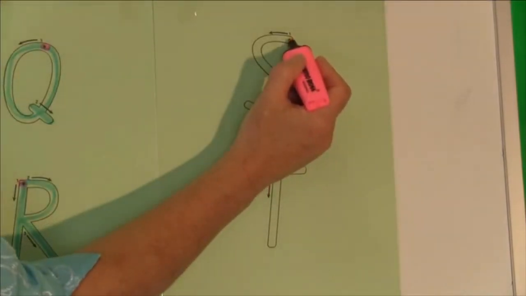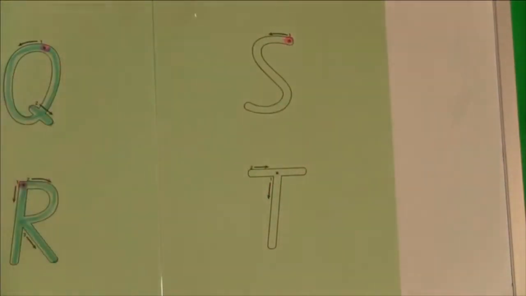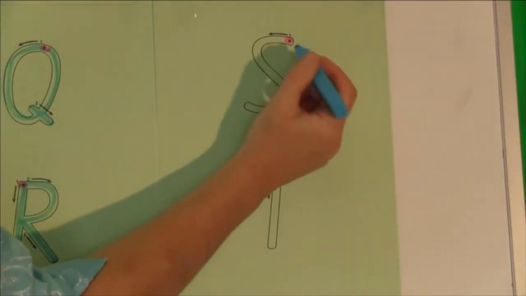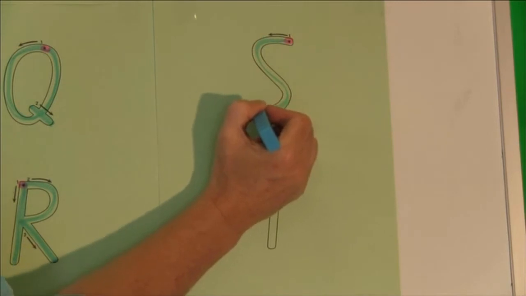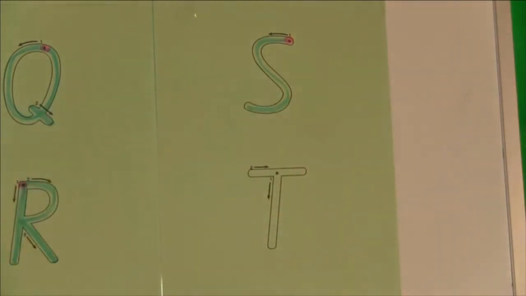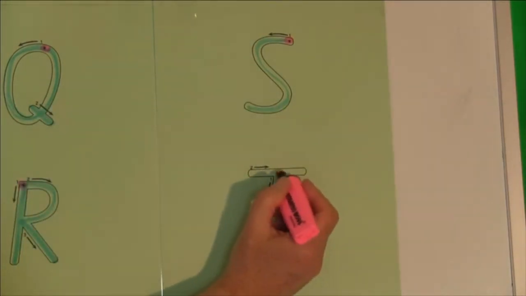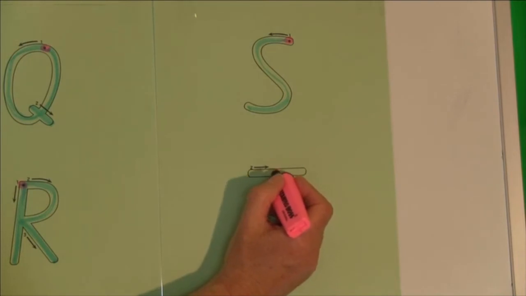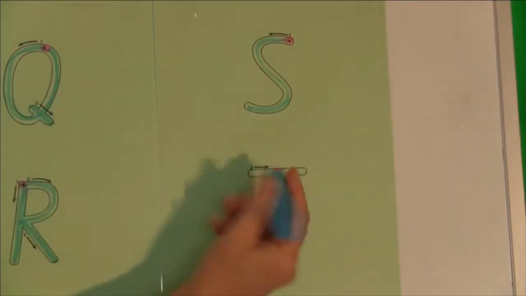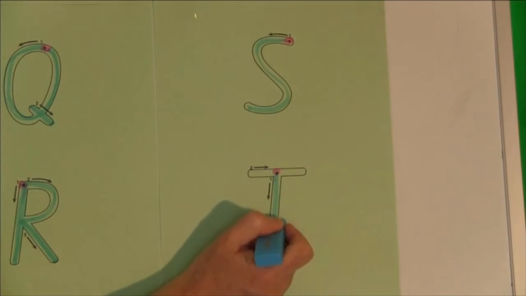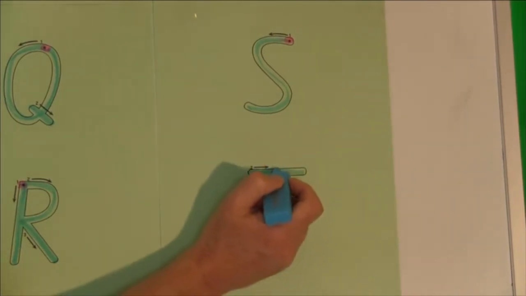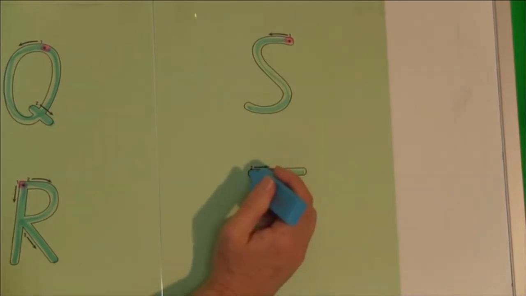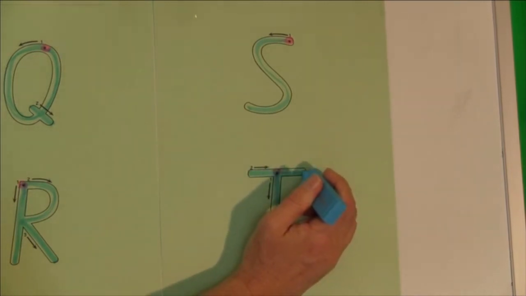S starts at the top. Most letters start at the top. In fact, I think they all do. Always think top. Around in a sneaky snake for S. Now T does the stick first and the top last. Think stick first, top last.